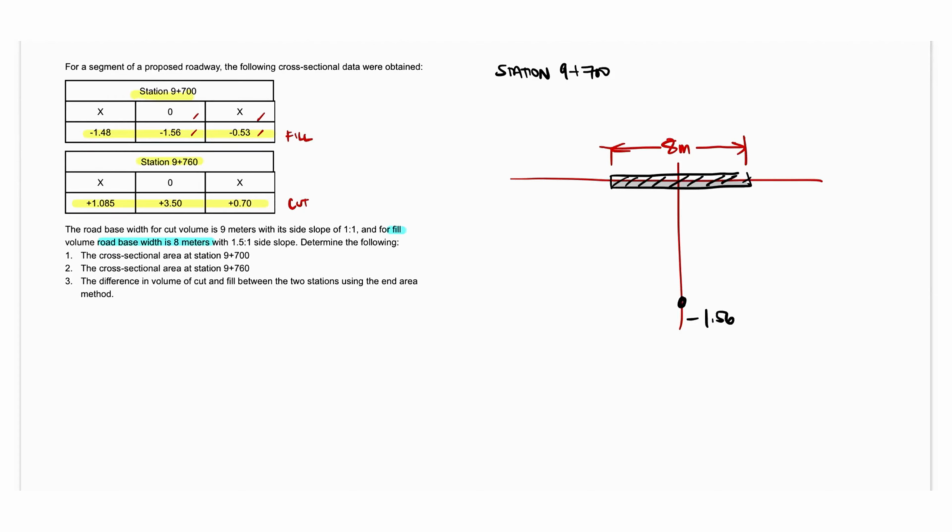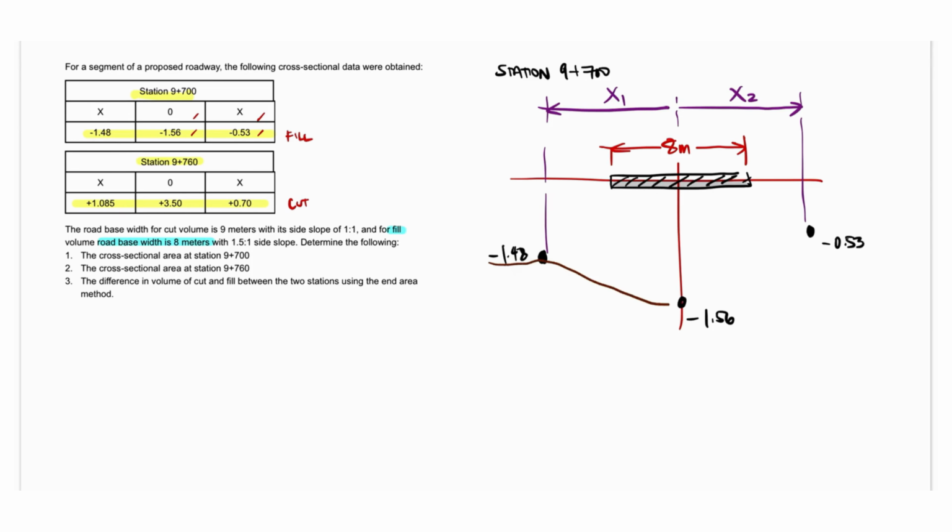Next, we plot the right point with a vertical value of -0.53, and since the horizontal offset is not given, we temporarily denote it as x2. Similarly, we plot the left point with a vertical value of -1.84, and its horizontal offset is also denoted as x1. Then, connect the points of the vertical components to represent the ground surface of the section.